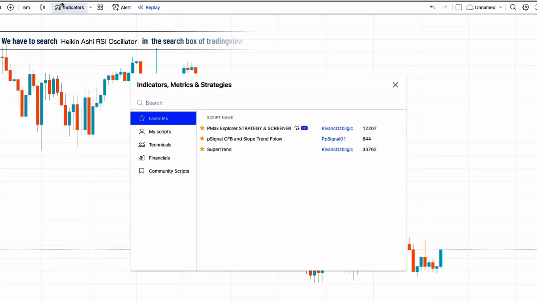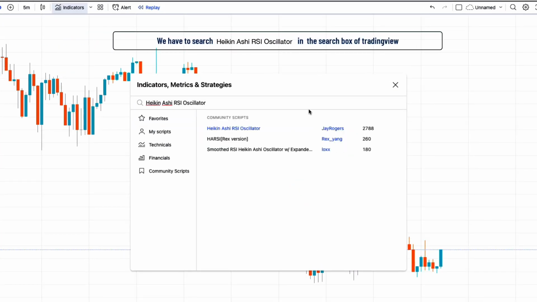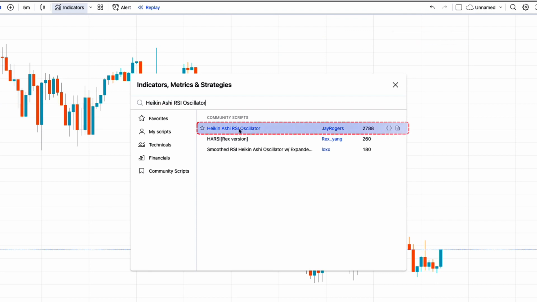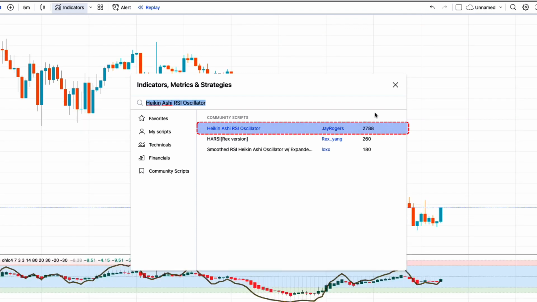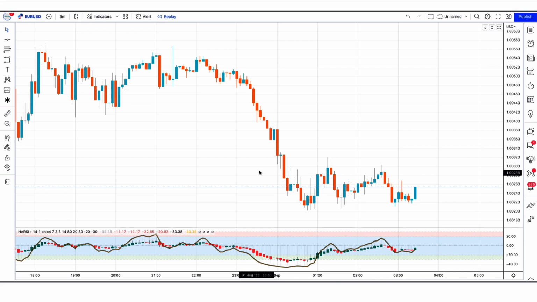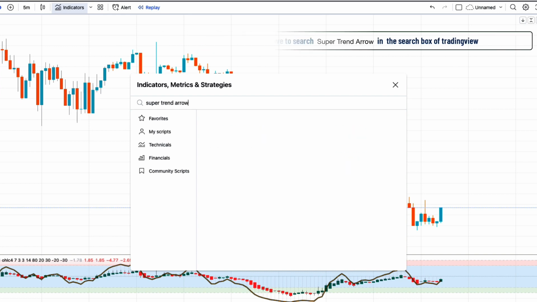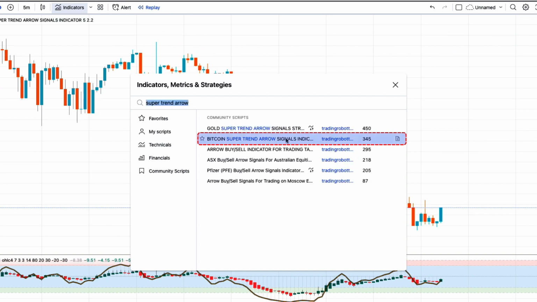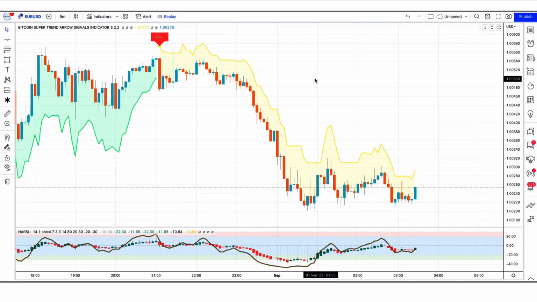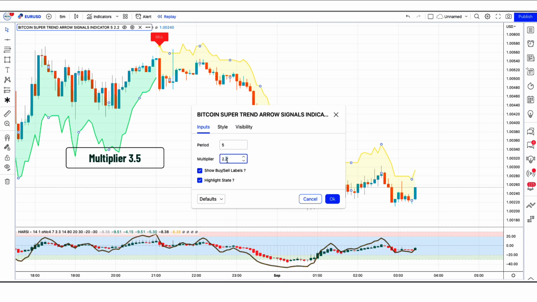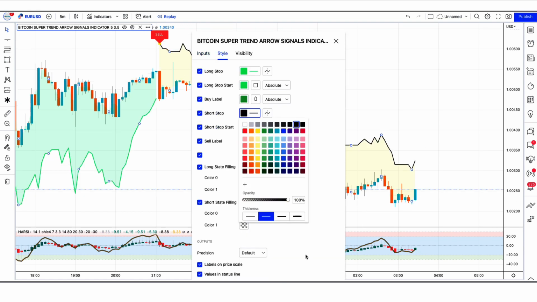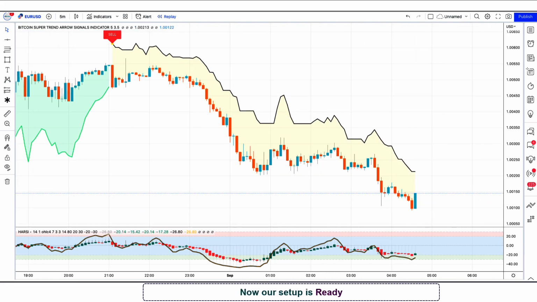First of all, we will search Heiken Ashi RSI oscillator in the search box of TradingView. After that we have to click on Heiken Ashi RSI oscillator option. After that we have to apply another indicator on the chart. We will search Super Trend Arrow in the search box of TradingView. After that we have to click on Bitcoin Super Trend Arrow Signals option, in which we have to change some setting. We have to replace multiplier 2.2 in place of 3.5. Now our setup is ready.